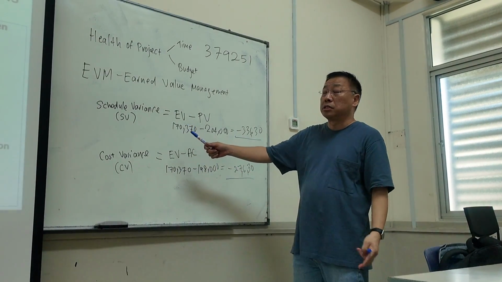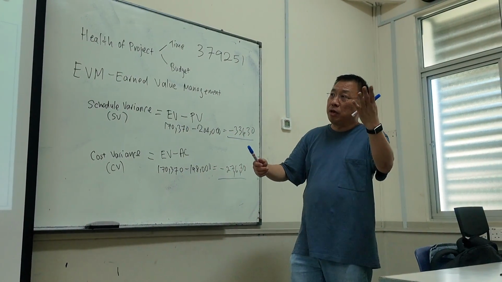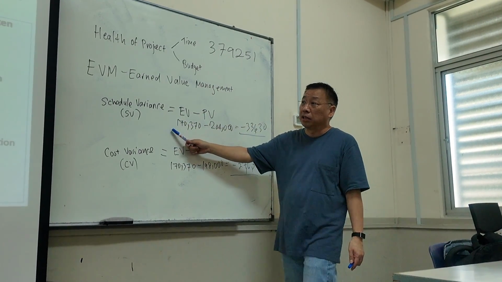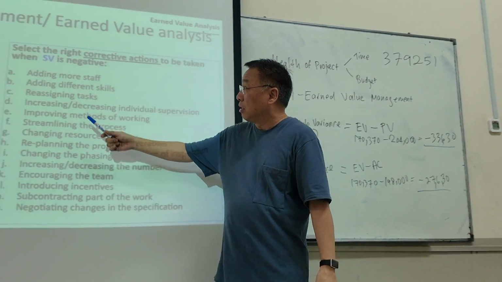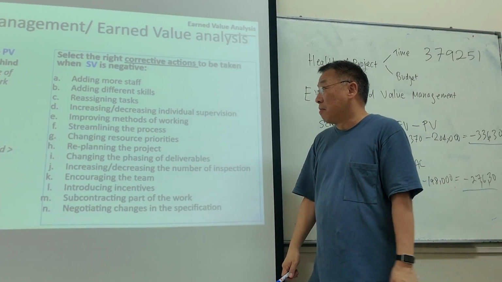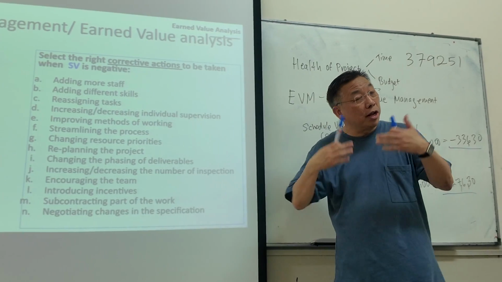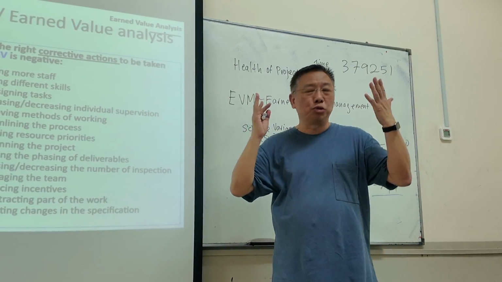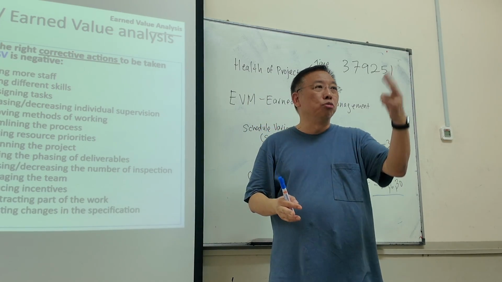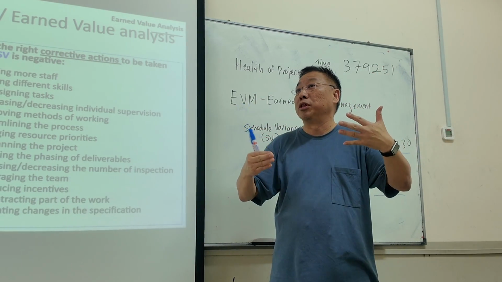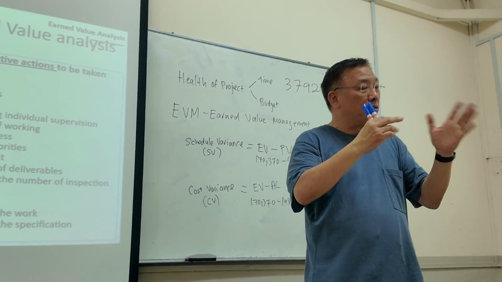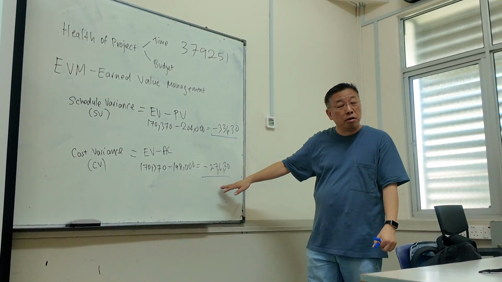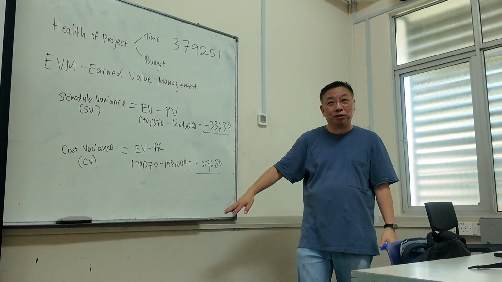For example, they will ask you, give me one corrective action you can do because you are behind time. So maybe you can add more staff. Maybe you can improve methods of working, but you have to explain that. Maybe you can ask the staff, hey, you guys work 5 days a week, but because we are behind time, can you all come in for the next 2 Saturdays, half a day only, to catch up with the work? So you can suggest that. But whatever you suggest, you must justify why that can help improve the schedule or improve the cost. Okay. So that's what you have to do.